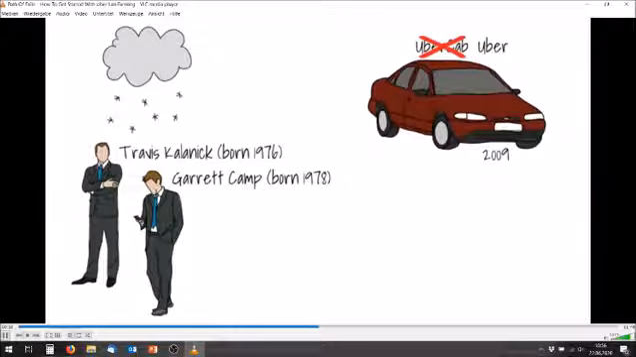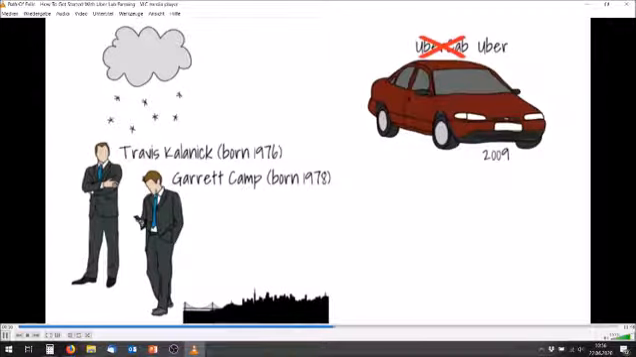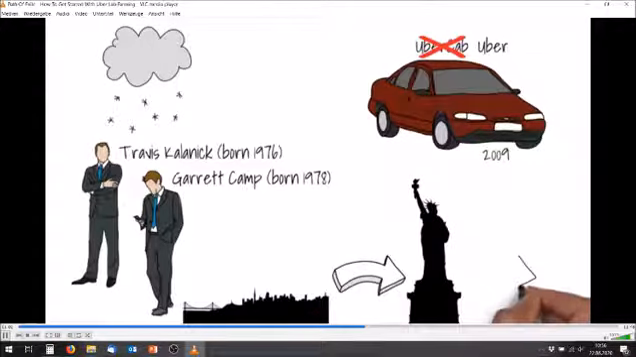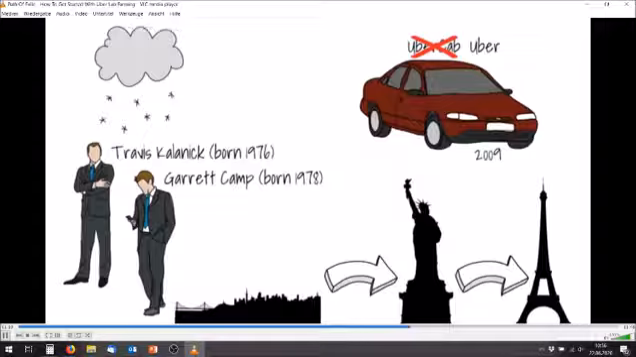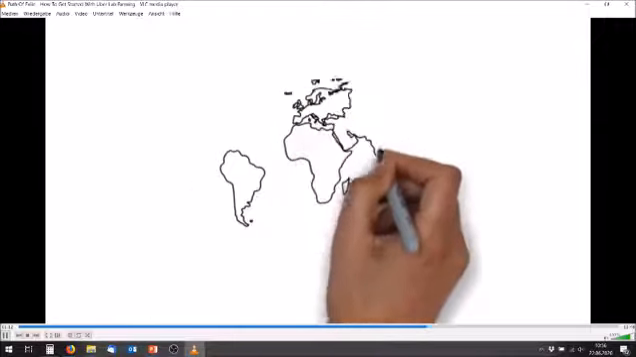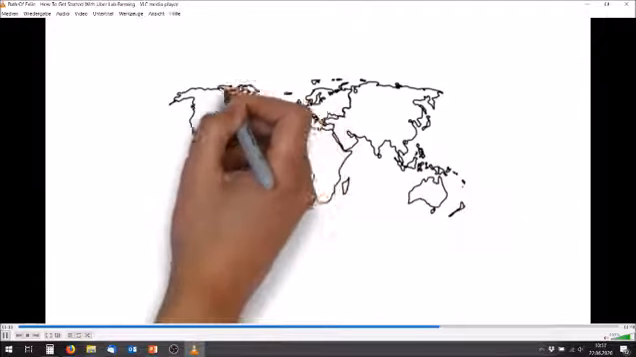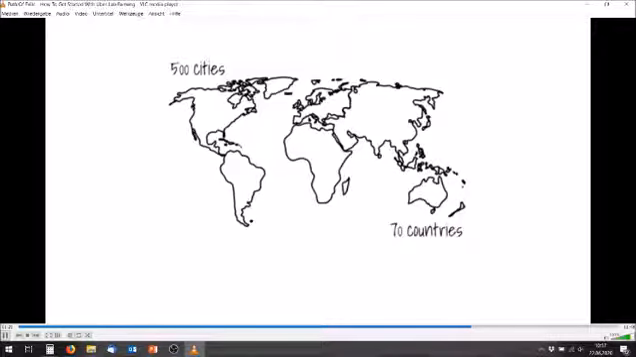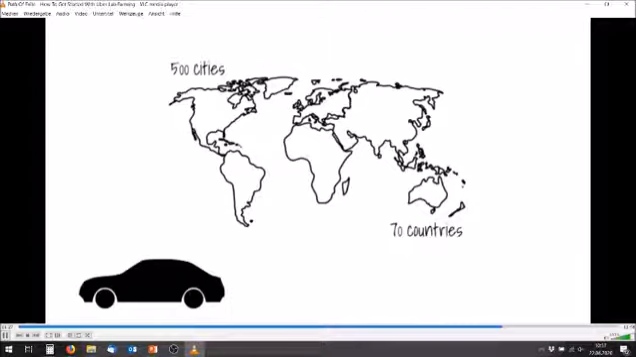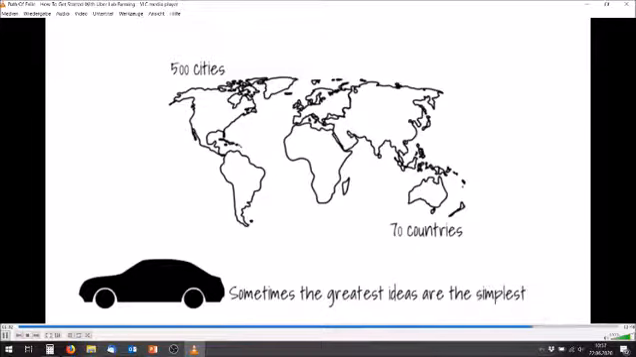Up until this point, Uber had only been available in San Francisco, but in May 2011 they officially expanded into New York City. Within 6 months they had expanded into 4 more American cities and began its international expansion by moving into Paris. Since then, it has gone on from strength to strength and is now a worldwide service operating in well over 500 cities in 70 countries and counting. Uber's success is at least in part due to their ability to solve a real-world problem that people face every day, not being able to get a cab. As the cliche goes, sometimes the greatest ideas are the simplest.